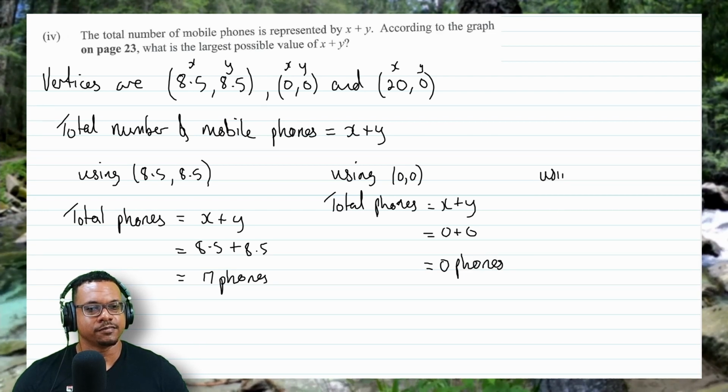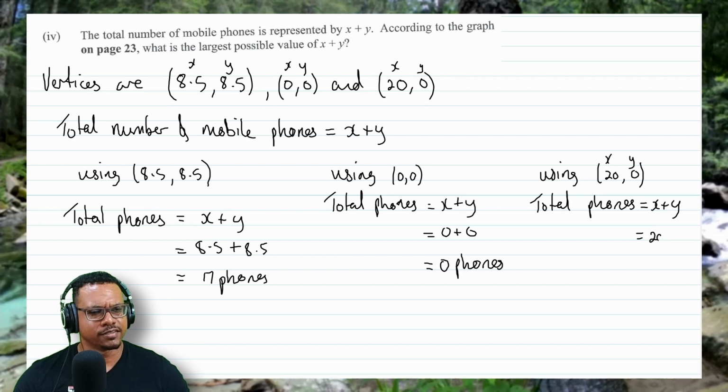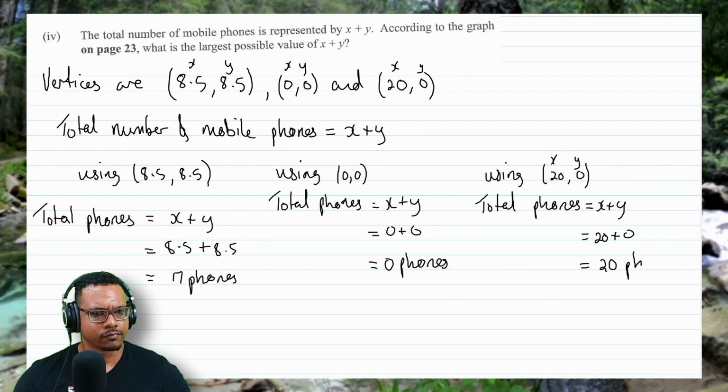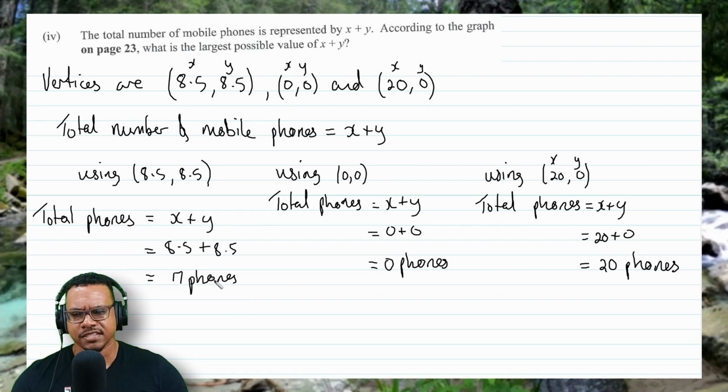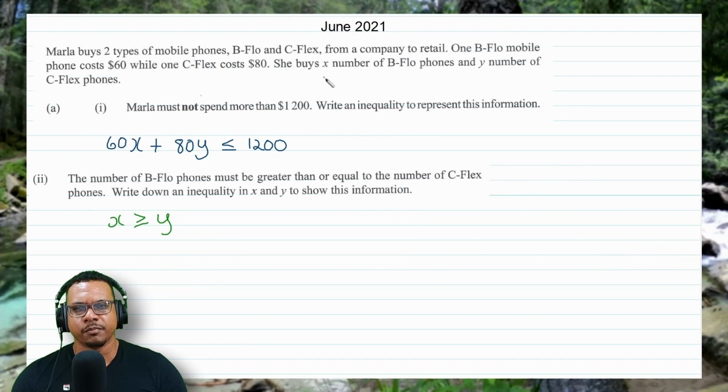And then using 20, 0. All right, so this is X, this is Y. We have total phones is X plus Y, which is 20 plus 0, which is 20. All right, so according to this, the maximum number of phones would be 20 phones. Now remember, X is the number of B-flow phones and Y is the number of C-flex phones.